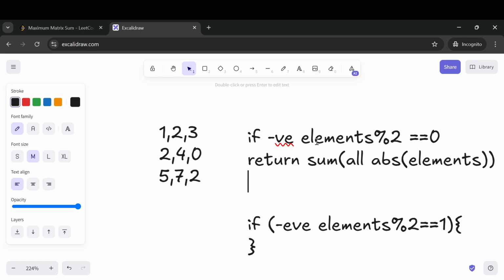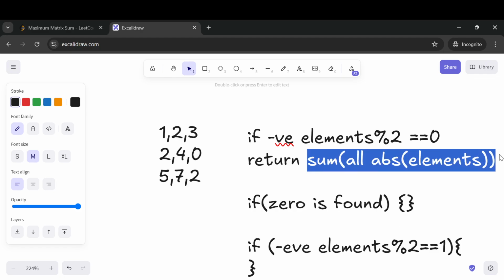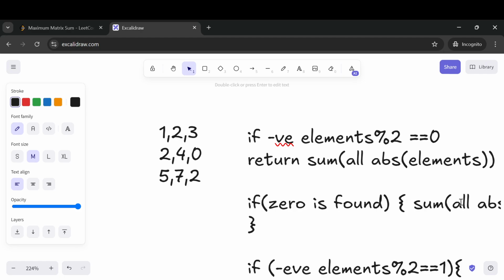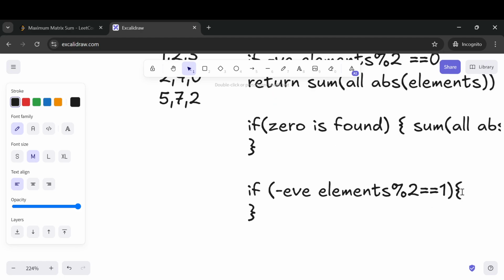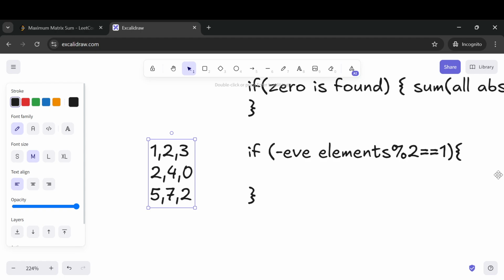But before that, if you find a 0, if 0 is found, then you can simply return the same, which is basically the summation of all absolute elements. And if you find a negative element, you do what I said. Let me shift it down over here.